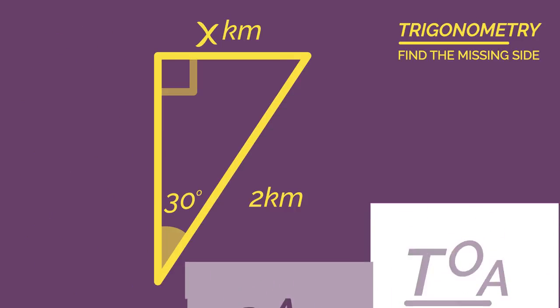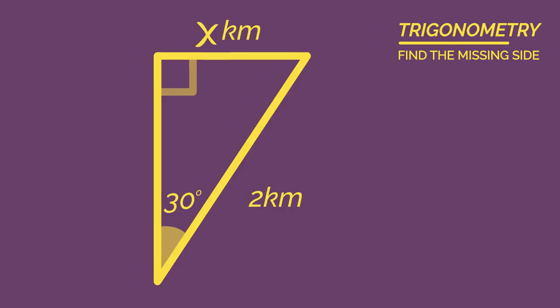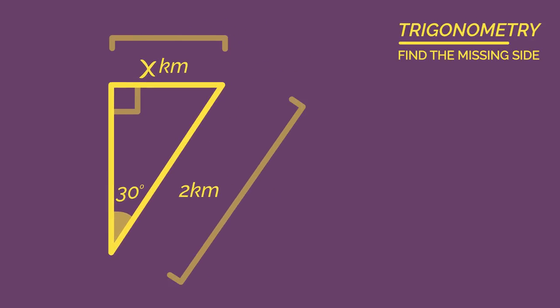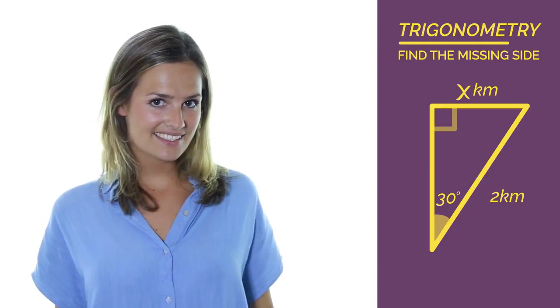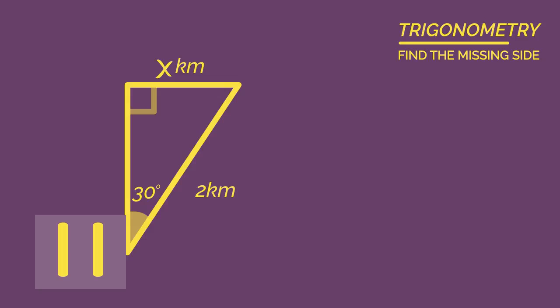So let's now put SOHCAHTOA to use. Start by labelling the sides. So what do we call the 2 kilometre side? And what do we call the x side? Pause the video and have a think. Click play when you're ready to check.